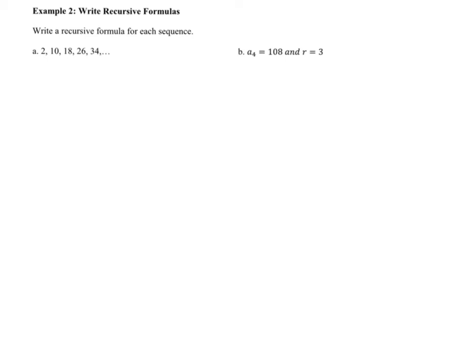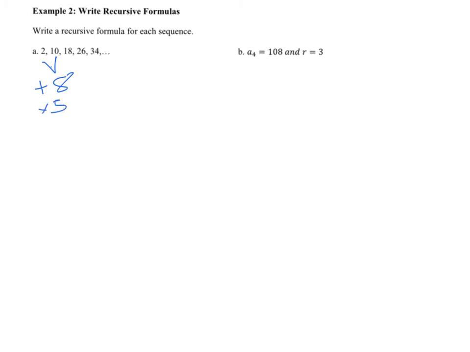In example 2, we're going to write recursive formulas for the sequences. And the very first thing we need to do is determine if the sequence is arithmetic or geometric. So we're going to actually have to look at these terms and try and figure this out. So we ask ourselves, okay, how do I get from 2 to 10? Well, there's a couple ways. We could add 8, and we could also multiply by 5.